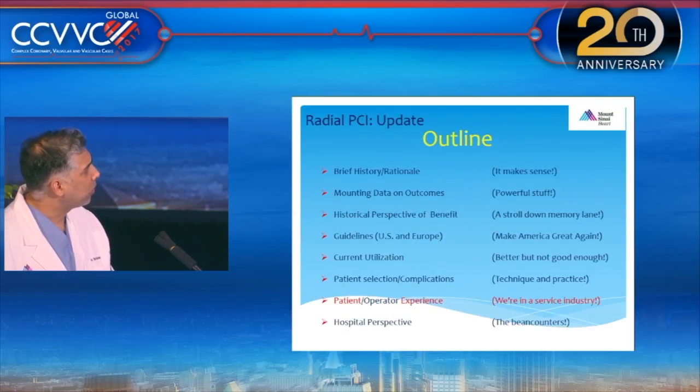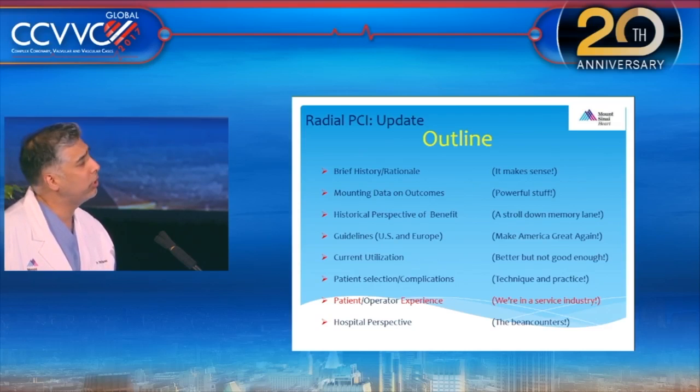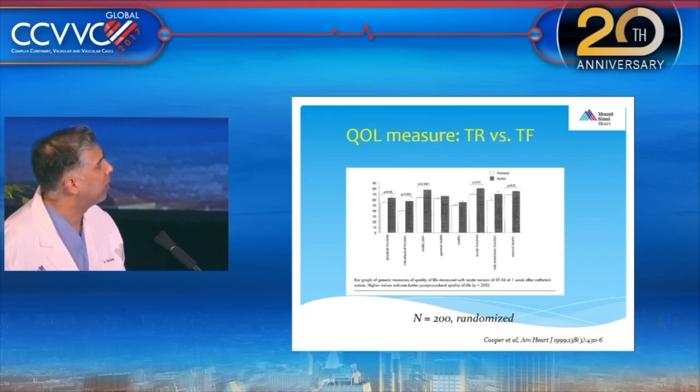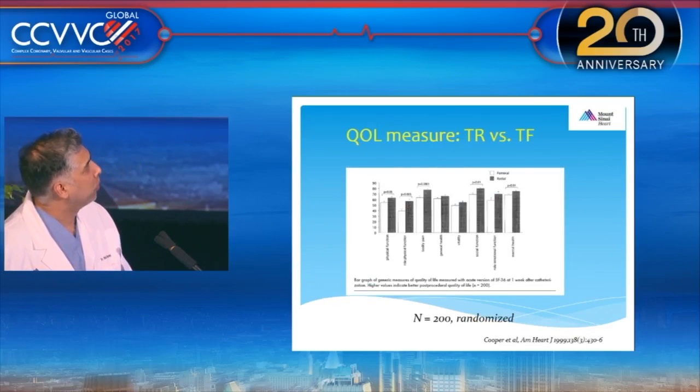What about the patient experience? Ultimately, we're in a service industry, and we want our patients to be well cared for and happy. This is an old study of quality of life measures, multiple different measures. The black is radial, the white is femoral, but improved function, social function, pain scores, et cetera.